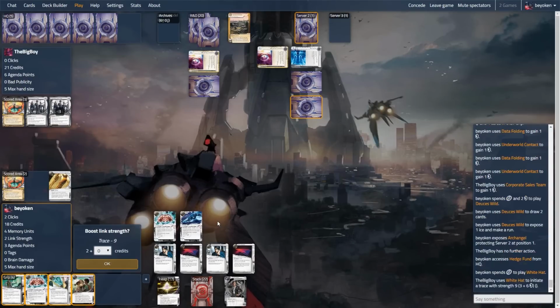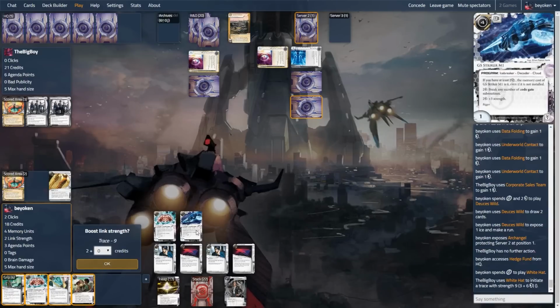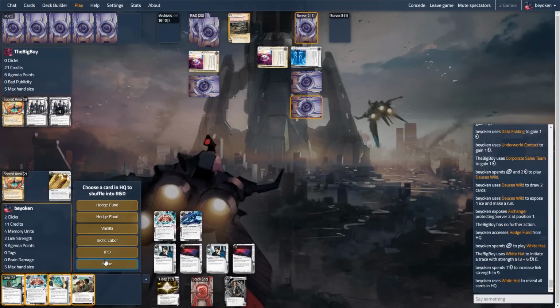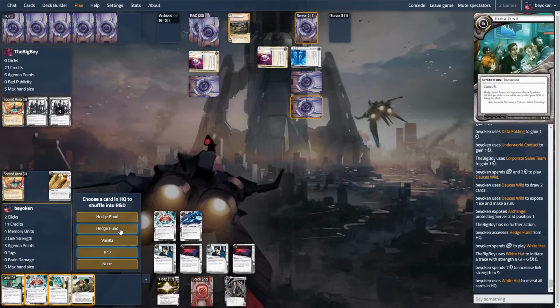I then went to fire the White Hat here because I knew there was a certain card in my opponent's hand I wanted to plink away. And the big boy knew it too. They boosted the trace to 9, but I'm determined to beat this one. I see the Biotic Labor in their hand, and I knew that had to go.